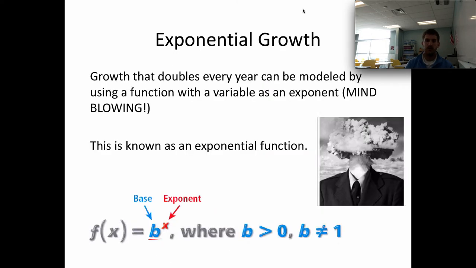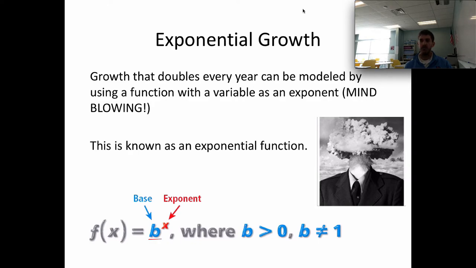Now, we're talking about growth here. In this case, growth that is doubling every minute can be modeled by a function using a variable as an exponent. In other words, it's no longer like x to the second. It might now be, in this case, 2 to the x. We call this an exponential function. So an exponential function, f of x, has a base, and we're going to call that base b, and the exponent, in this case, is our variable. And we're going to say b is greater than 0, so we're not going to deal with negative values there for now.